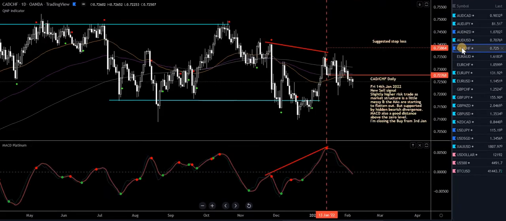CAD Swiss in a sell, been going nowhere. This thing, we were in a sell from back here. It just went against me, down, then back up and back down. It's just grinding down slowly. Now, the MACD's through the 0 level. I'm going to tighten this right up.